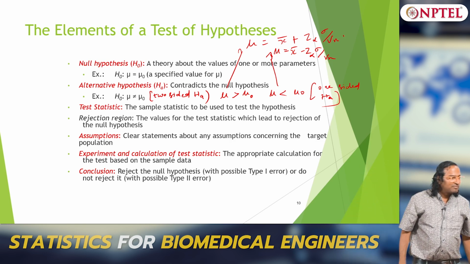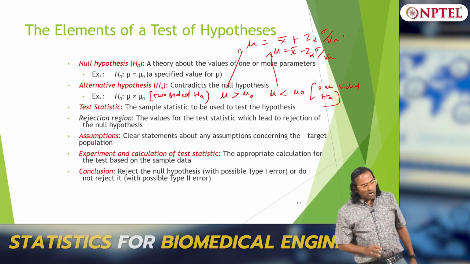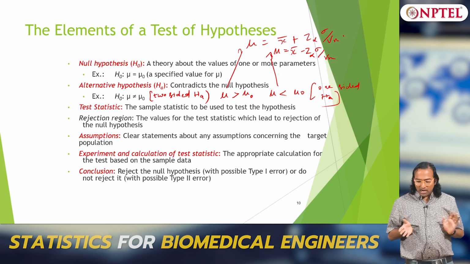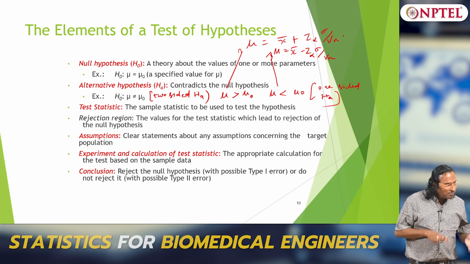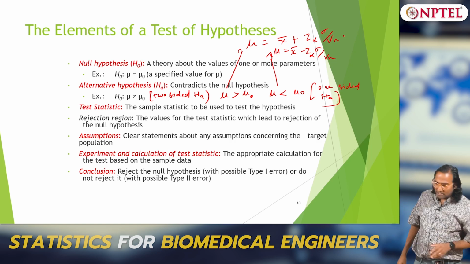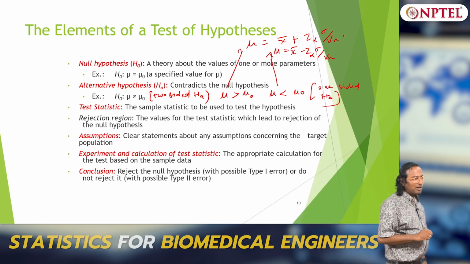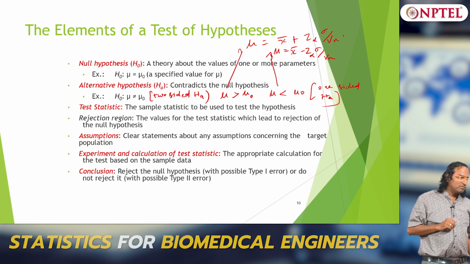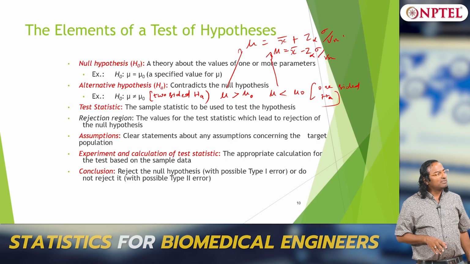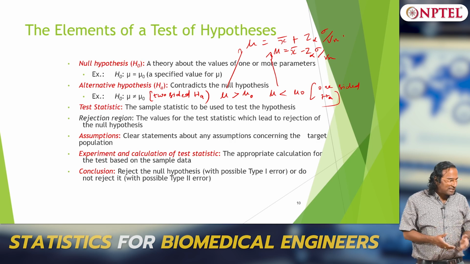In this terminology, mu naught is my null, mu is my population. Mu naught is my assumption about mu. I am saying the population mean is, let us say, 50; that is my mu naught. The true mean I do not know, that is still mu. Now what am I validating? My null hypothesis is that the population mean is equal to my assumption, 50. That is what I want to reject, the status quo.